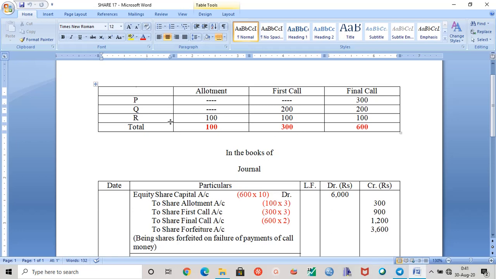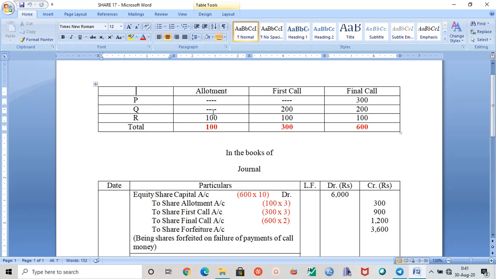Hello students, we are now on question number 17. In question number 17, what you can see here is P, Q and R. P, Q and R held 300, 200 and 100 shares respectively.